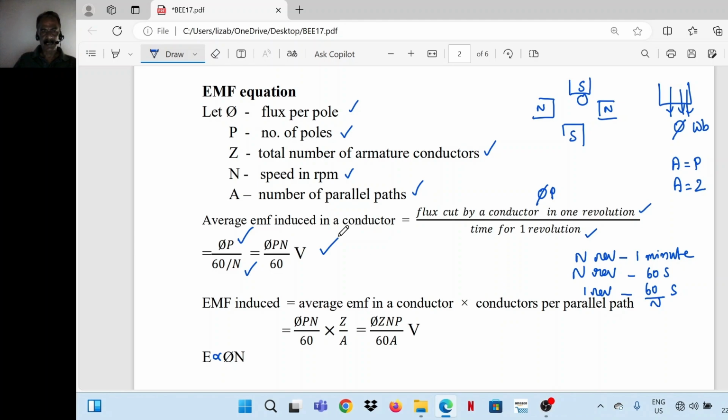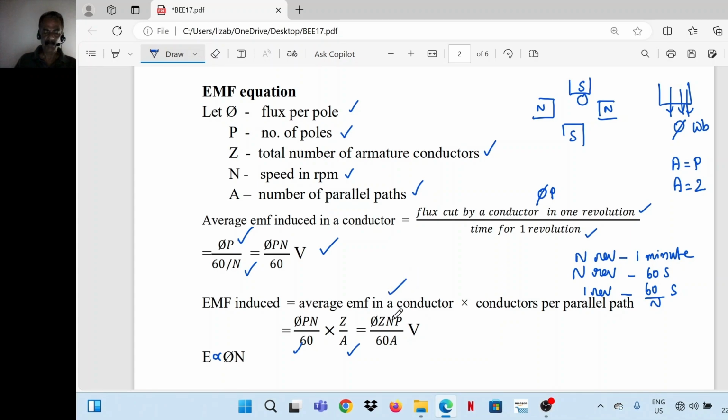Now the EMF induced across the armature terminals, or EMF available across the armature terminals, is equal to the average EMF in a conductor into the number of conductors per parallel path. Parallel path means the conductors connected in series coming across the positive and negative terminals of the armature. So the average EMF in a conductor is phi P N by 60. Conductors per parallel path is Z by A. So multiplying, we get EMF induced is equal to phi Z N P divided by 60A.